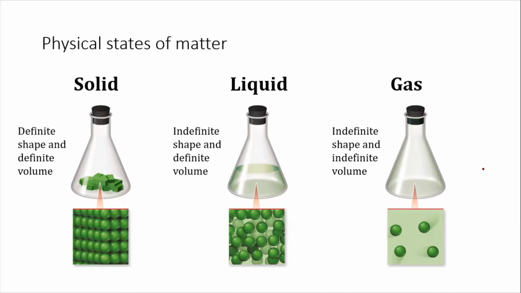So solids, definite shape and definite volume. They keep their shape, they keep their volume. Liquids will change their shape, but they keep their volume. And then gases will change their shape as well as their volume depending on the container they're put inside.